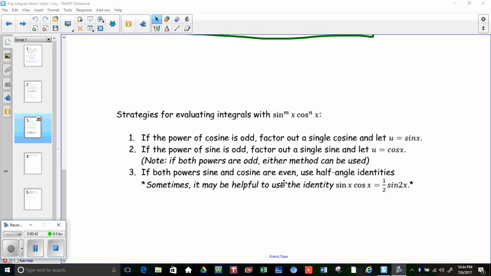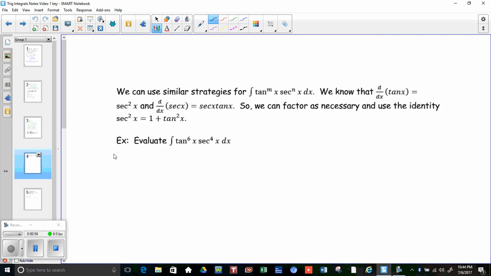If the powers of sine and cosine are even, then this is when you have to use the half angle identities, which we have right here, and that's what we did in some of those previous problems. All right, so now what we're going to deal with is similar strategies using tangent and secant combinations.